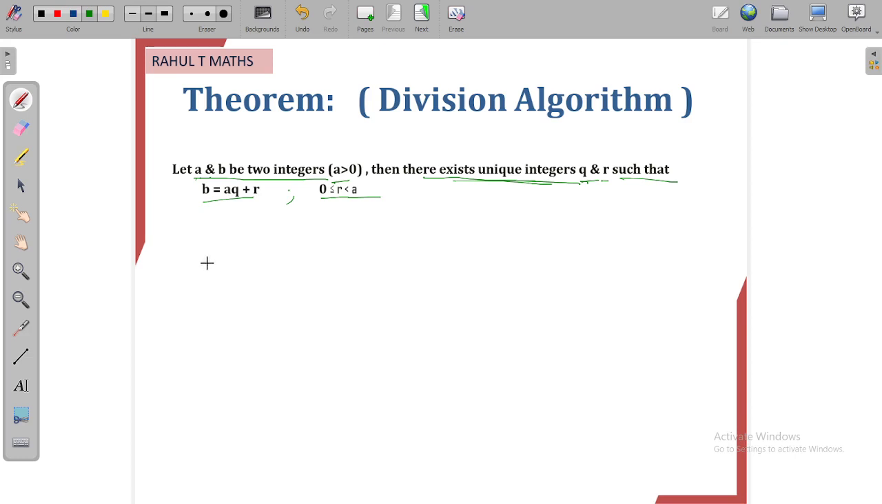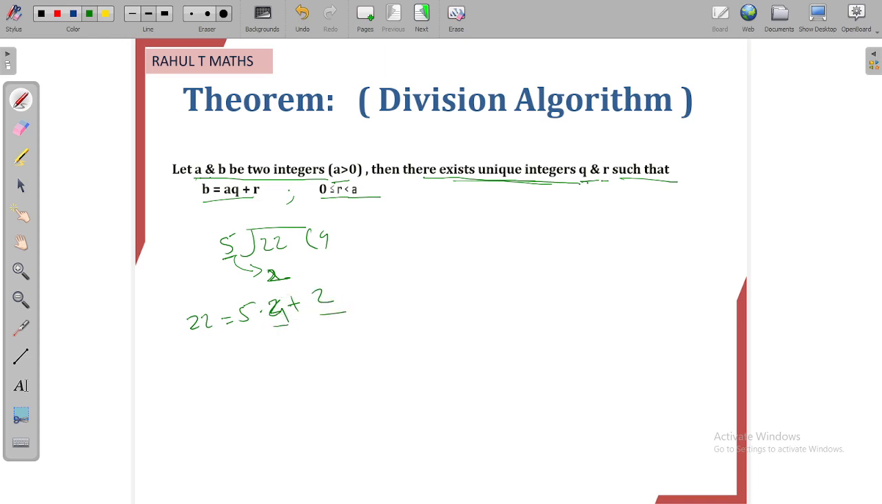The meaning of the theorem is that, suppose 5 divides 22. Then 5 divides 22 is 4 and the remainder is 2. The remainder 2 is always less than 5. Then we can write 22 in the form of 5 into 4 plus 2.